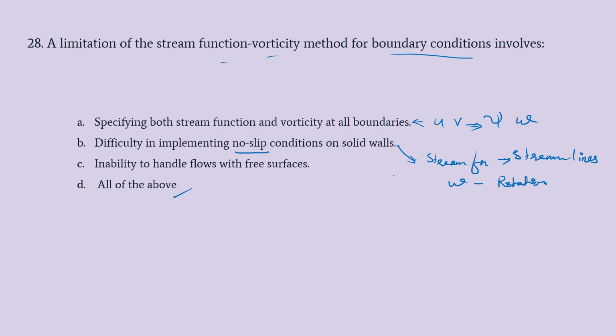Again, at free surfaces the same issue occurs, where what we use is no shear. No shear is the boundary condition that we apply for free surfaces, and again setting that boundary condition becomes difficult. So all three things become difficult in the stream function vorticity method. So our option is option D, all of the above.